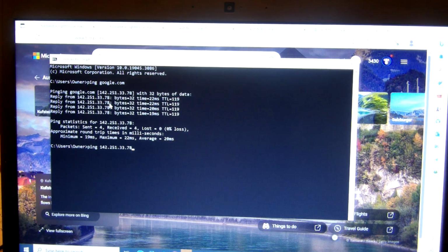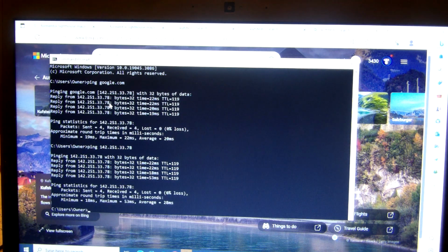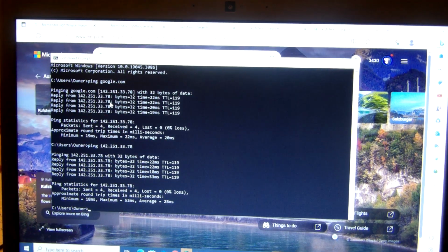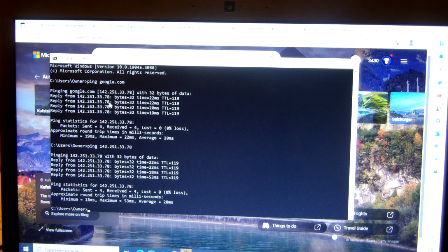Or it's the same as ping 142.21.33.78. See, if you write it this way, you will get the same answer. Either you write the domain name or the IP address with ping, and that's what DNS means. DNS changes the domain name to its IP address.